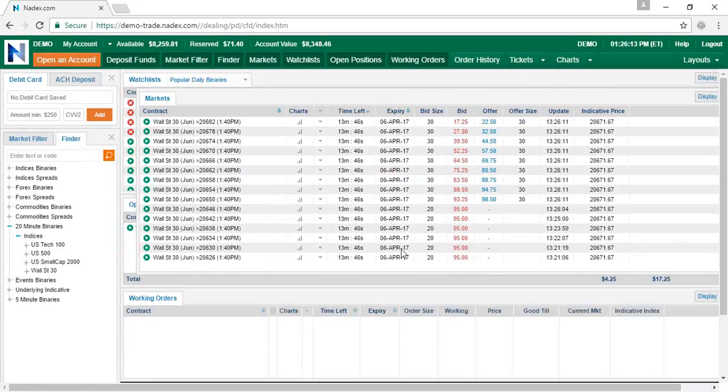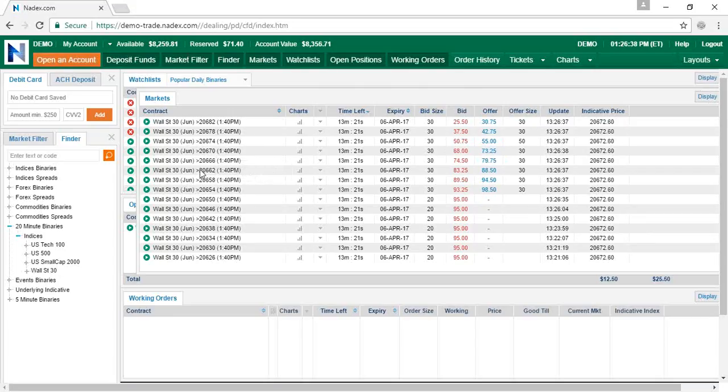Because what are we saying here? This strike right here is 20,670. So we're saying that the market will expire above 670. Well, where is it at right now? Where's the indicative? It's at 672. So it's already above the strike price, right?